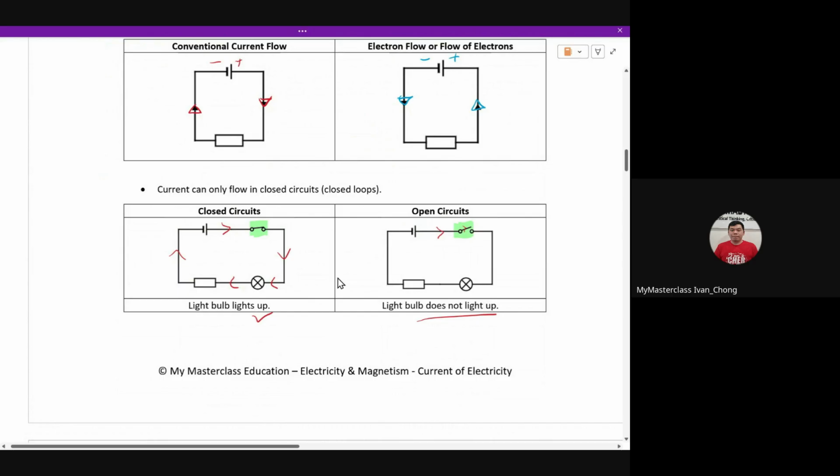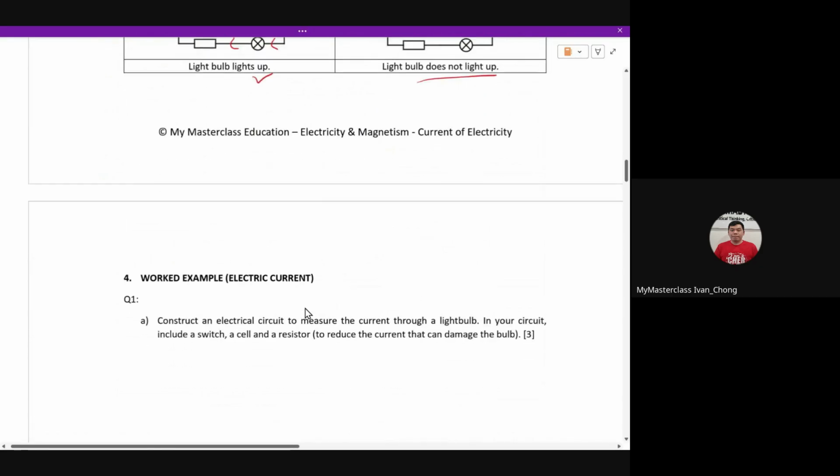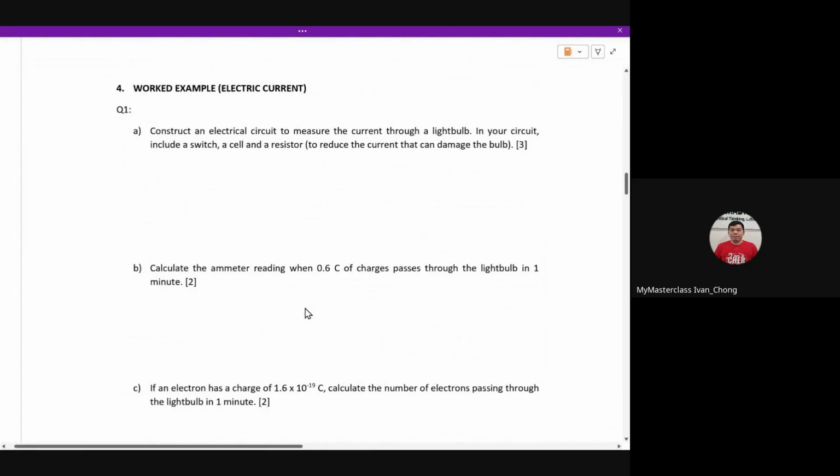Same thing, if you have a gap, can you imagine your roller coaster? If there's a gap, what happens? Everyone will just fly out, right? So that doesn't make sense. You can only start the roller coaster if everything is closed, everything is safe, and there's no breakage or anything like that. Okay? So next page, let's talk about your worked example.